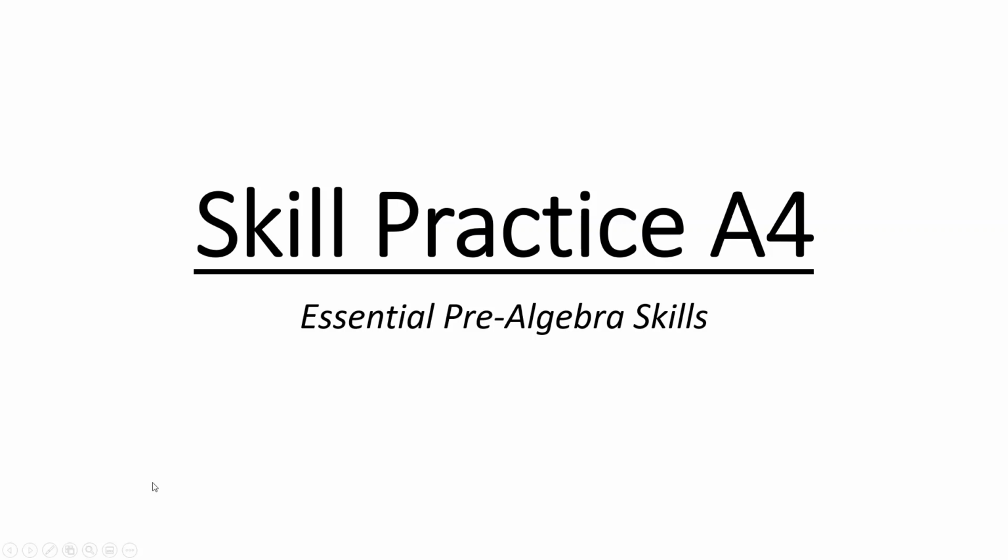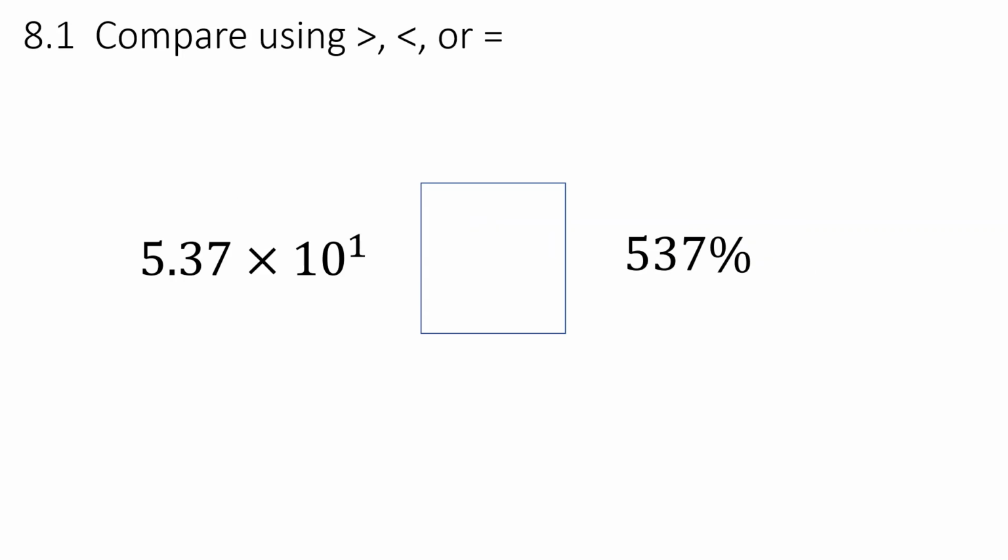All right, skill practice A4, your essential pre-algebra skills, the baby steps that you need to know for the key points of the school year for pre-algebra in Virginia. Here you go. We have 5.37 times 10 to the 1 compared to 537%.